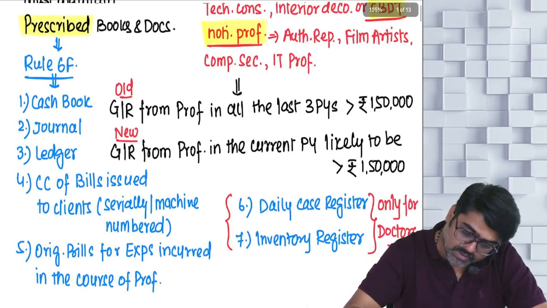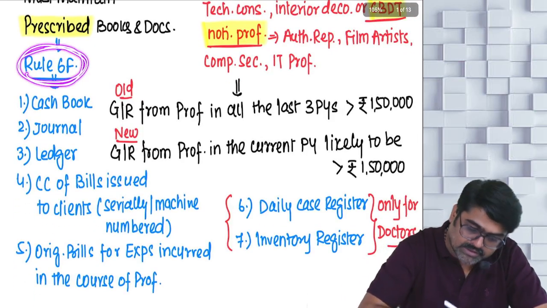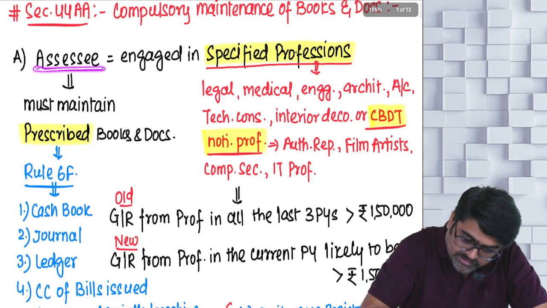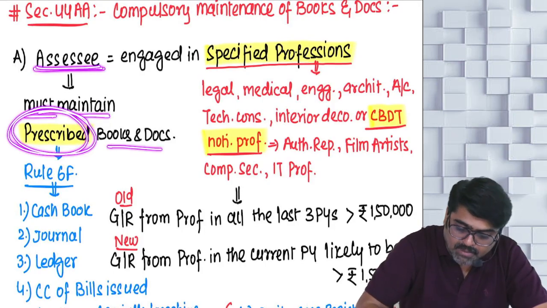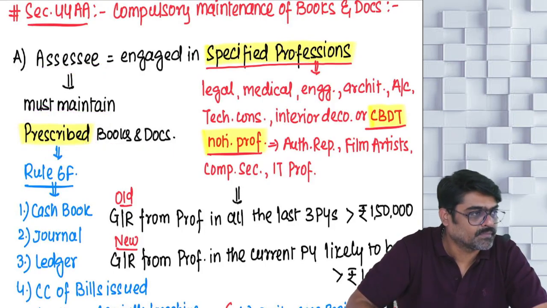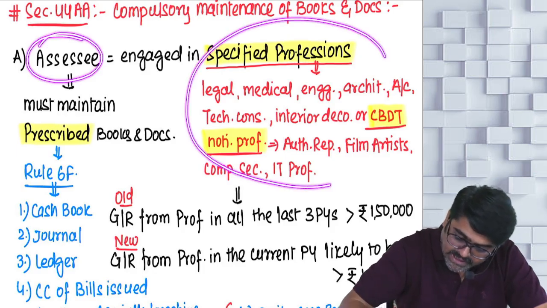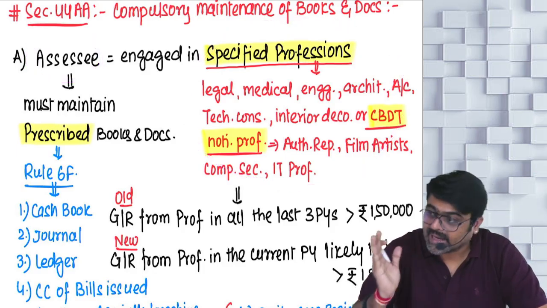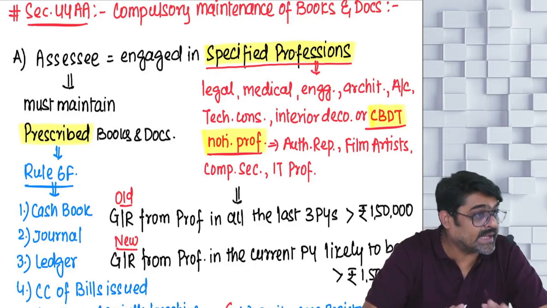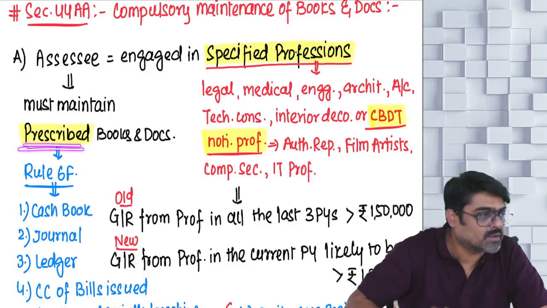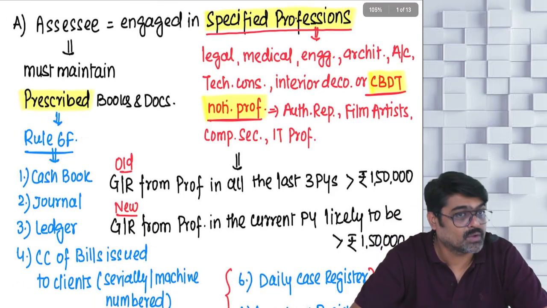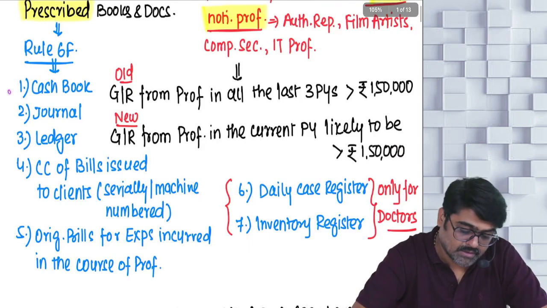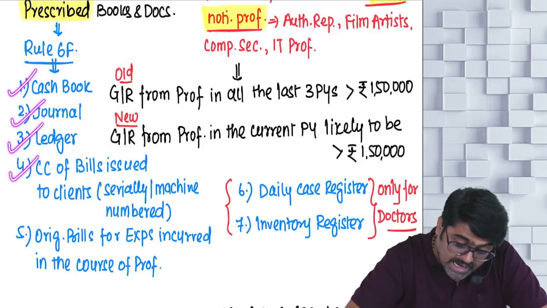So the documents for them are prescribed in Rule 6F. For these assessees, they must maintain the prescribed books and documents. The assessees engaged in any of these professions have to compulsorily maintain the prescribed books and documents. And where are the books and documents prescribed? Rule 6F. Number 1, cash book, then journal, then ledger, then carbon copy.